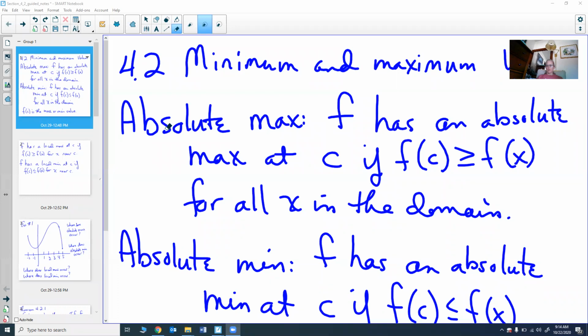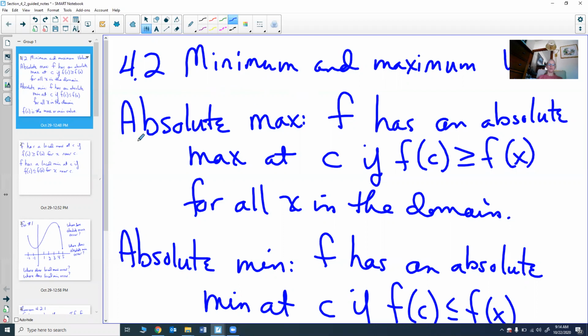So today, in this video, we're going to talk about minimums and maximums and what they are. Minimums and maximums are very important in calculus. They're also very important in physics and in engineering. So they're very important concepts, and we need to define what they are.